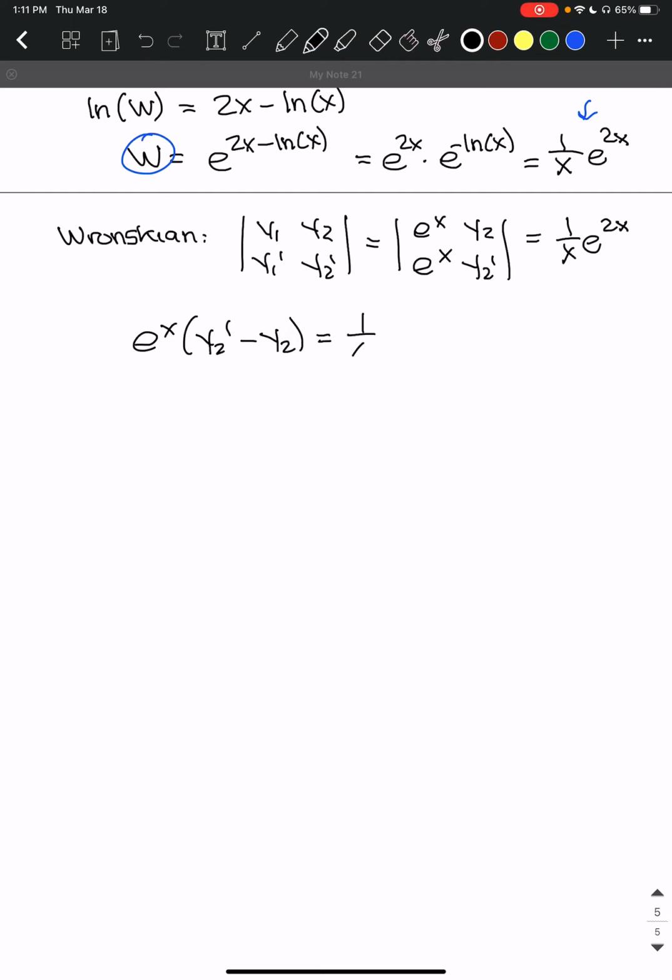That's equal to 1 over x e to the 2x. And in particular, I have y2 prime minus y2 is 1 over x e to the x. Okay, and again, all I'm doing here is solving for y2. And what we have here is actually a first order linear differential equation, right?